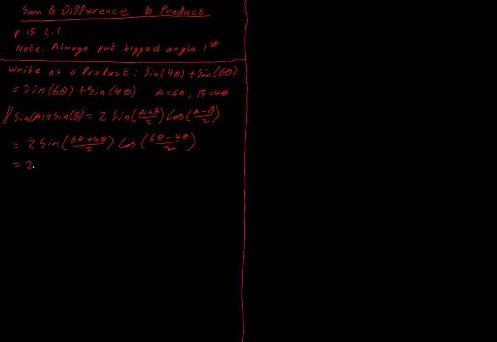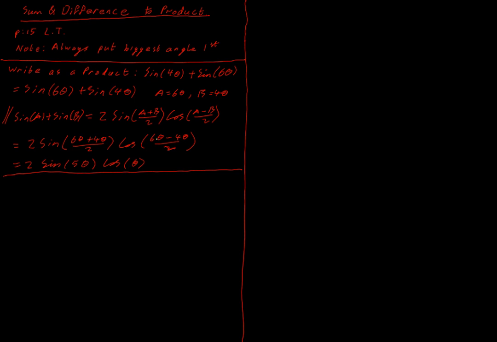is going to be equal to 2 sine of 6 theta plus 4 theta is 10 theta, divided by 2 is 5 theta. And cos of 6 theta minus 4 theta is 2 theta, divided by 2 is 1 theta. And that's our job done. We've turned that from a sum of terms into a product of terms.